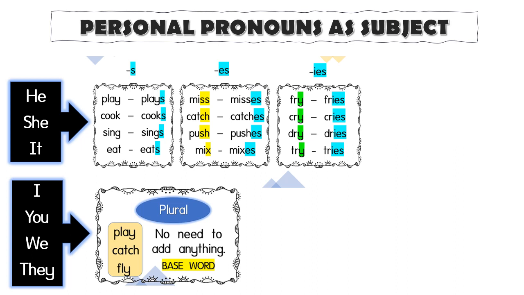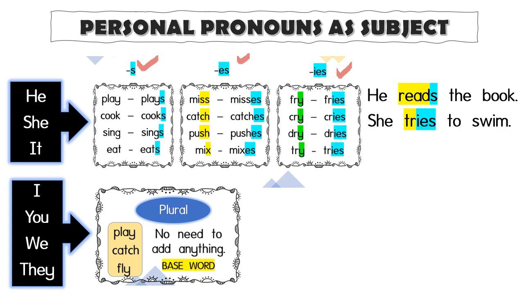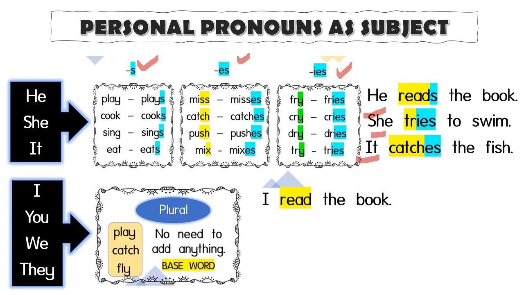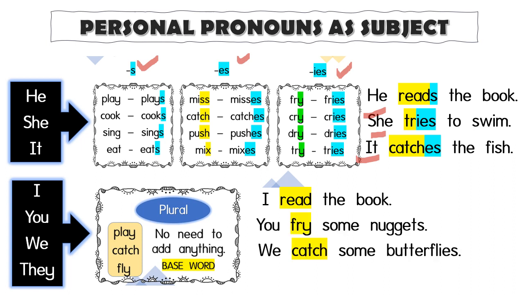Subject pronouns. For the subject pronouns he, she, and it, we add s, es, or ies to the verb. But for I, you, we, and they, no need to add anything to the verb. We just use its base form. Let's read this example. He reads the book. She tries to swim. It catches the fish. He, she, and it are used with the verb that we add s, ies, or es. Now look at this one. I read the book. You fry some nuggets. We catch some butterflies. They sing a song. Look at the verb. We use its base word without adding anything after the verb. So you have to memorize this.